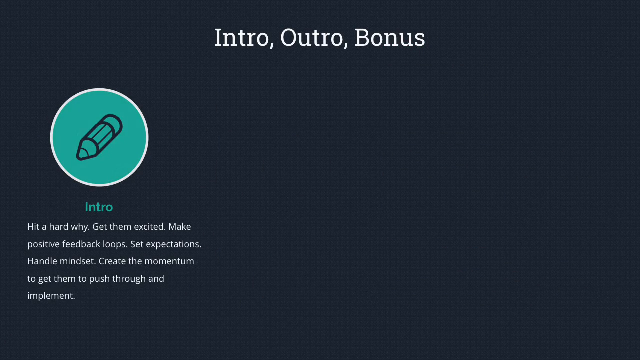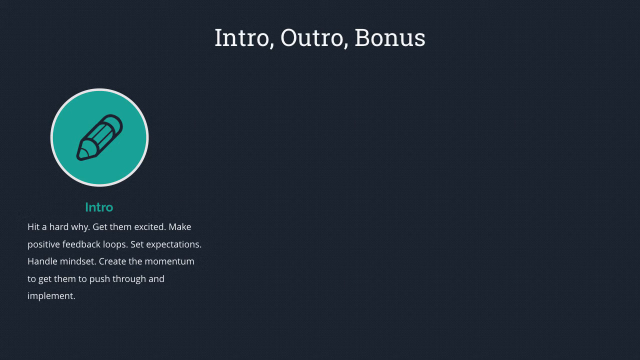More specifically, to break it down, it looks like this. With the intro, I like to hit them with a hard why, get them excited, make positive feedback loops, set expectations, handle mindset, create the momentum to get them to push through and implement. So hit them with a hard why. It's very hard to get somebody to do something if they don't have a reason why to do it. So I like to really make that why hard, to make them feel like this is so important to do that I have to do it. And then it becomes harder for them not to do it than to do it.